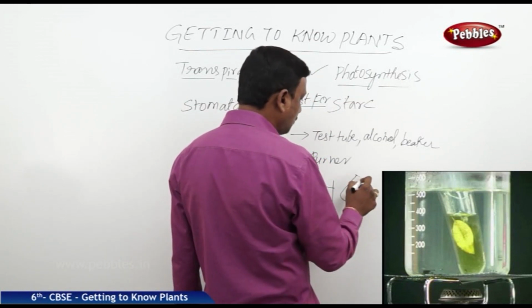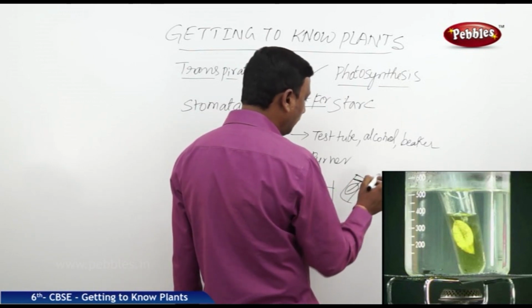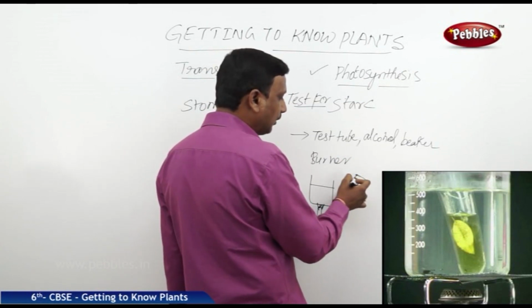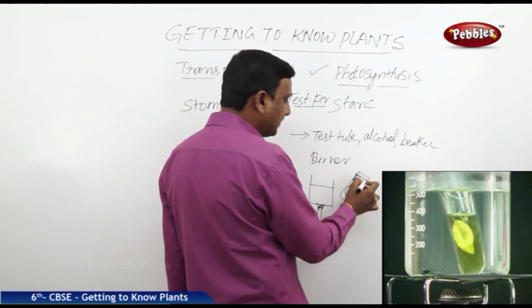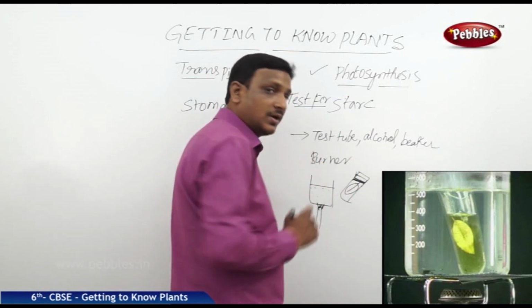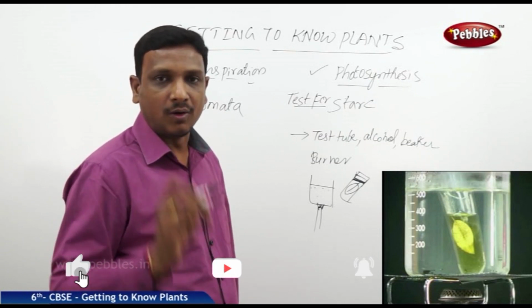Now take a test tube filled with the leaf and alcohol. See that the leaf is completely immersed in the alcohol, and the alcohol is placed in the test tube. Now the test tube is kept in the water bath. We call it a water bath, as it involves fire and alcohol.